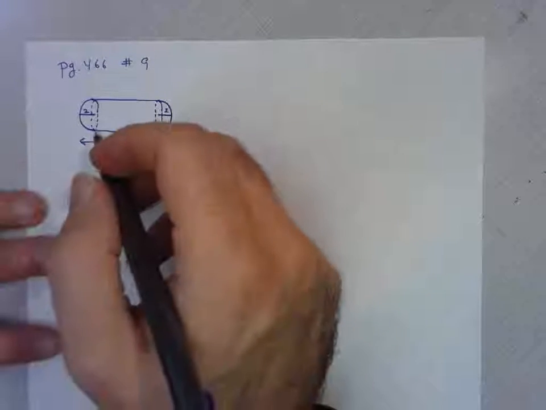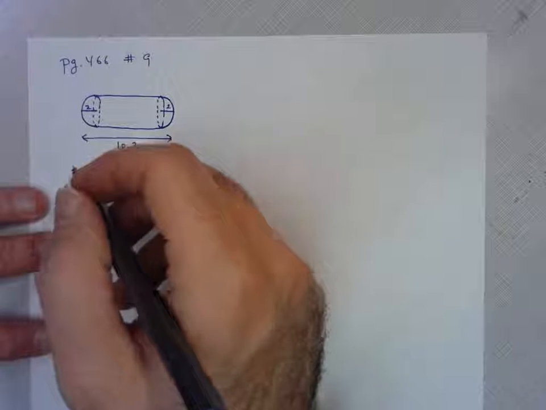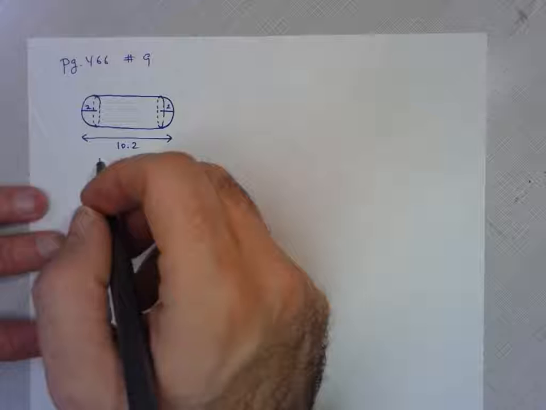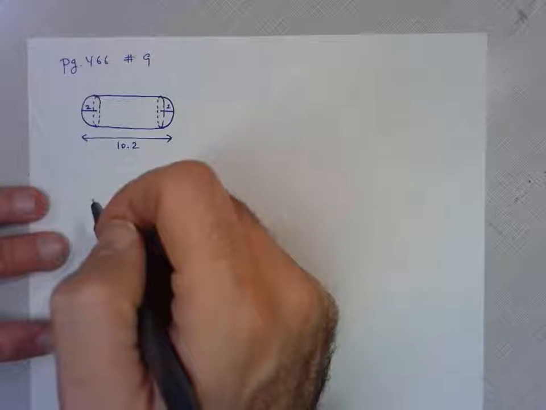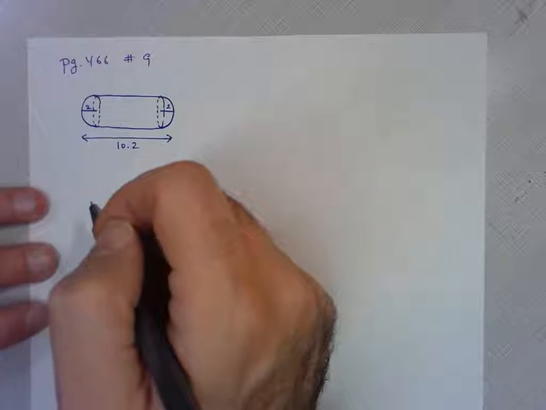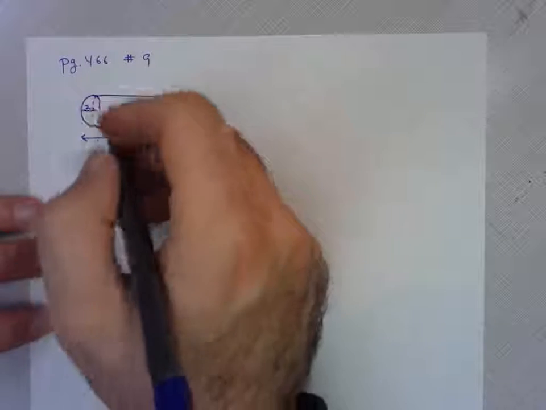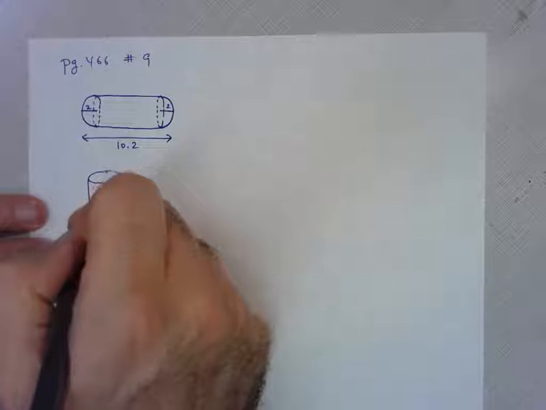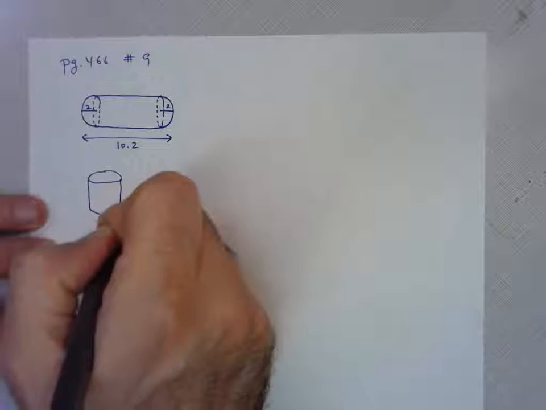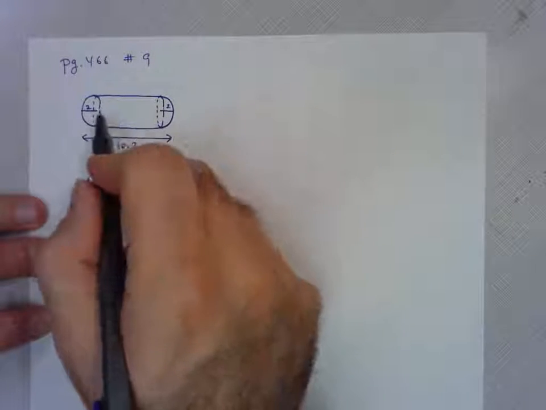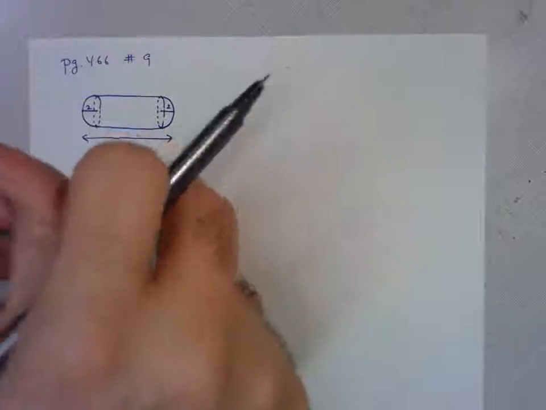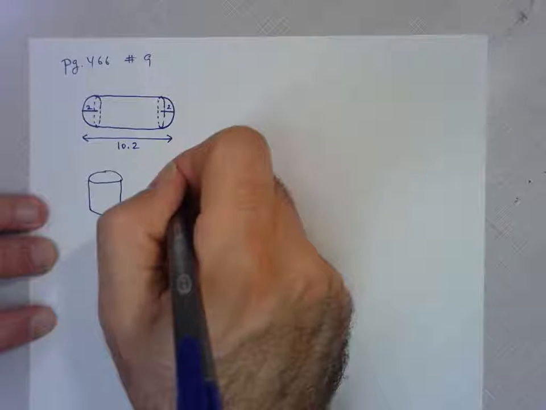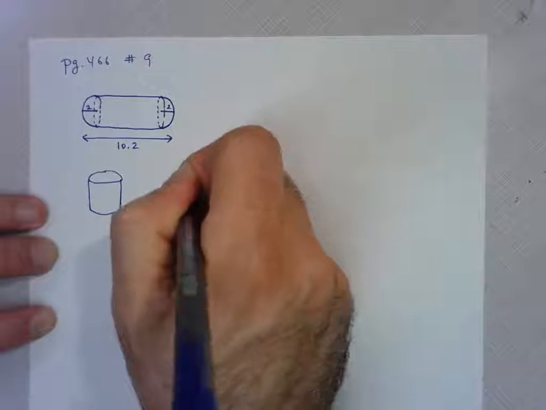What they want us to do is find the volume of the tank. Like we do with two-dimensional figures, when we have solids that are made up of different shapes, we split them up into shapes where we know the formulas. Here we have a cylinder, so we know how to find the volume of a cylinder. And we have two hemispheres, but they have the same radius. So if we bring these two hemispheres together, we end up with one sphere.